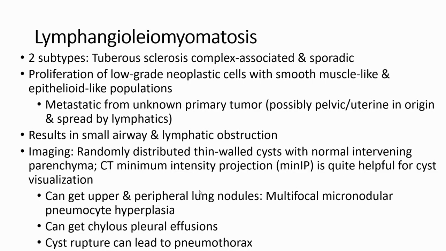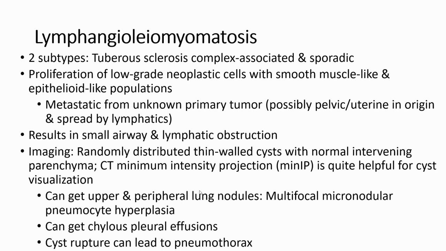Lymphangioleiomyomatosis, tuberous sclerosis complex associated and sporadic, is a proliferation of low-grade neoplastic cells with smooth muscle-like and epithelioid-like populations. It is a metastasis from an unknown primary tumor, possibly pelvic or uterine in origin, and spreads by lymphatics. It results in small airway and lymphatic obstruction.